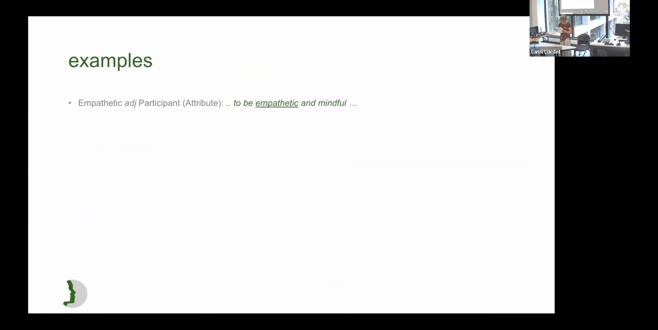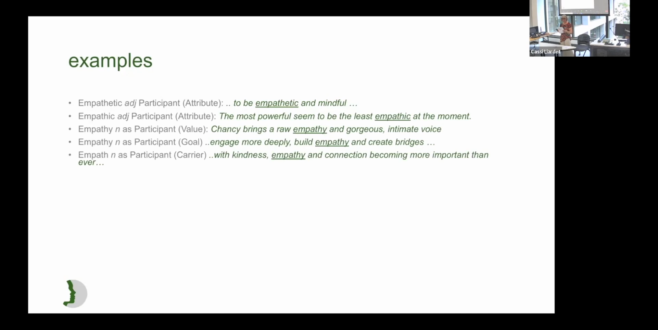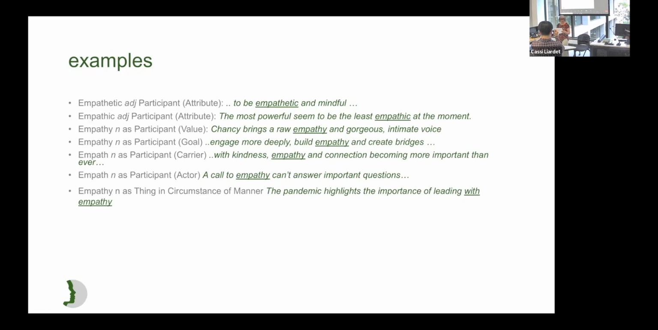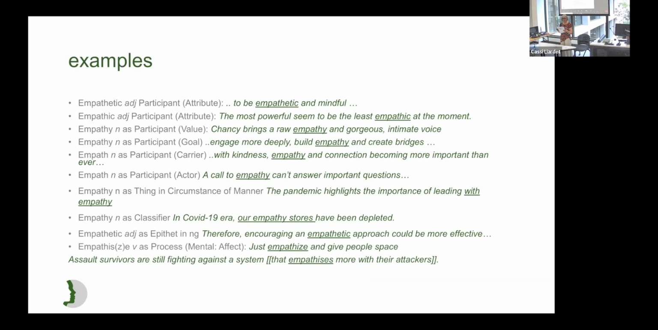Empathetic as a participant attribute. Empathic as a participant attribute. Empathy as a participant value, as a participant goal, participant carrier, participant actor, and then a thing in a circumstance of manner. Empathy as classifier in the nominal group. Empathy as adjective, as epithet in the nominal group. And then 2 examples of it as a verb. So you can see that.